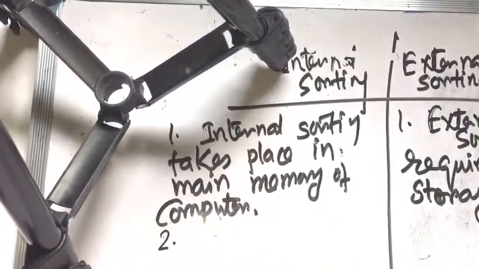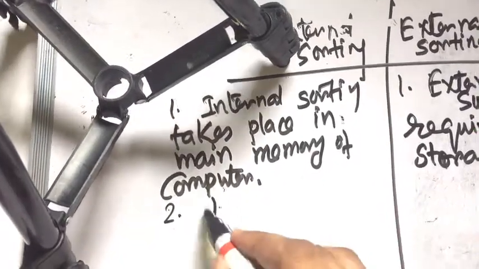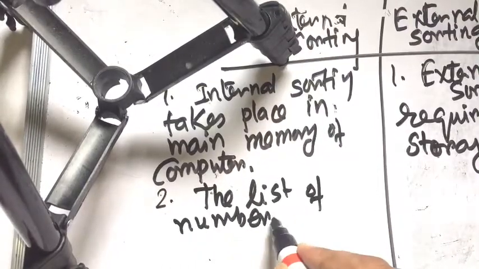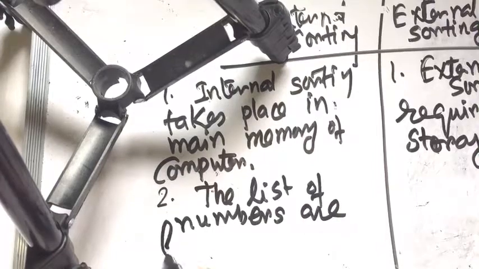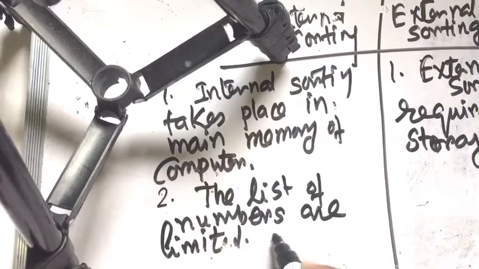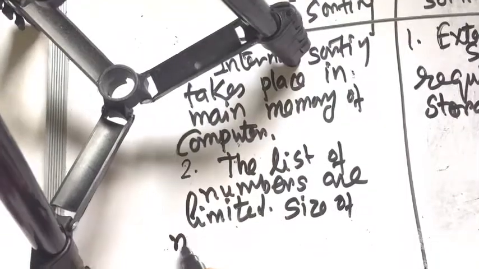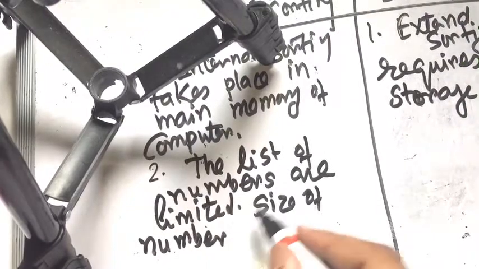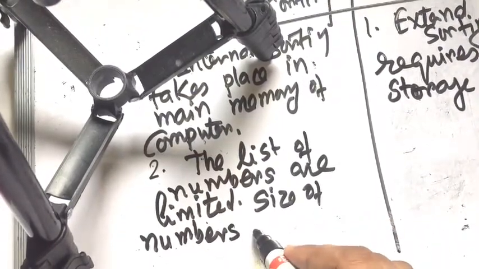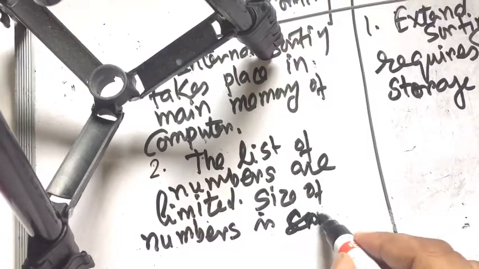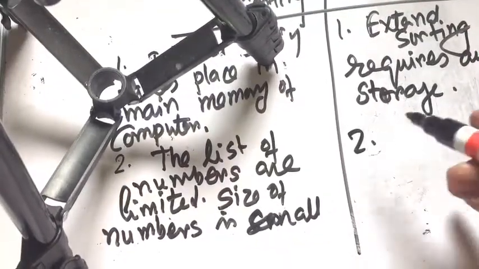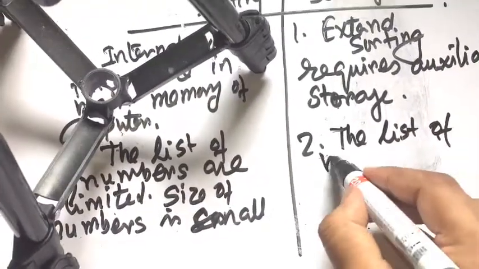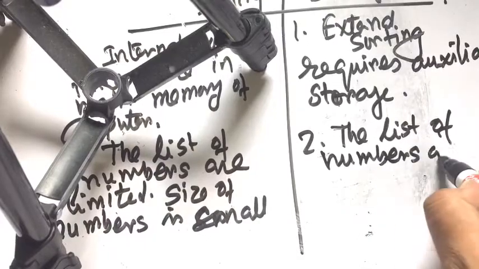Number 2, the list of numbers is limited. List of numbers are limited means the size of numbers is small because it occurs within the internal memory, that is RAM. The list of numbers is limited, size of numbers is small. Now external sorting, the list of numbers is huge.